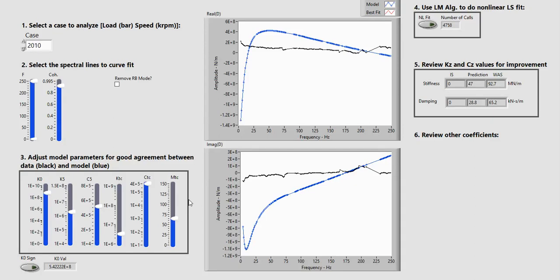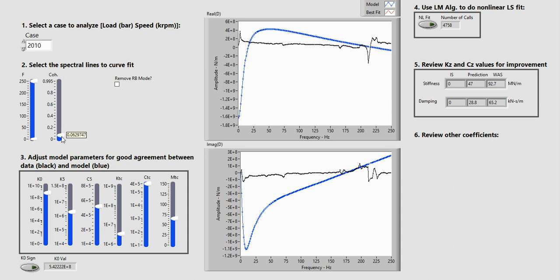Okay, in this video I'm going to describe how the 3 degree of freedom 6 unknown parameter identification is working by presenting a really good case, a marginal case, and a case where I was unable to identify coefficients. I'm going to start with my 20 bar 10k RPM data point because that is my best one.